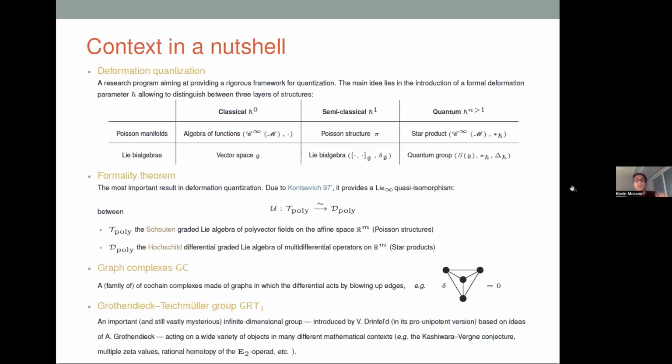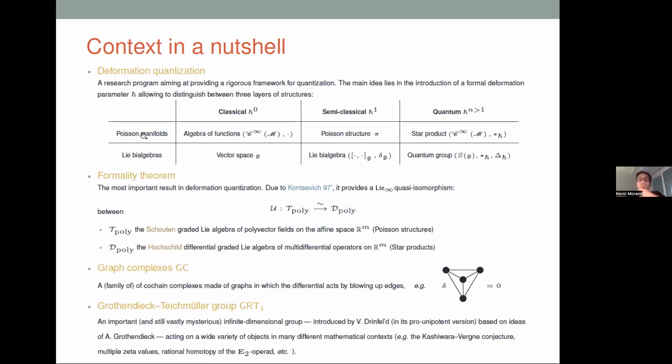So before going into the detail of this result, let me just provide some broad context. By deformation quantization, we mean a research program which aims at providing a rigorous framework for quantization. The main idea of this program is the introduction of a formal deformation parameter that we denote ħ, which allows us to distinguish between different layers of structures.